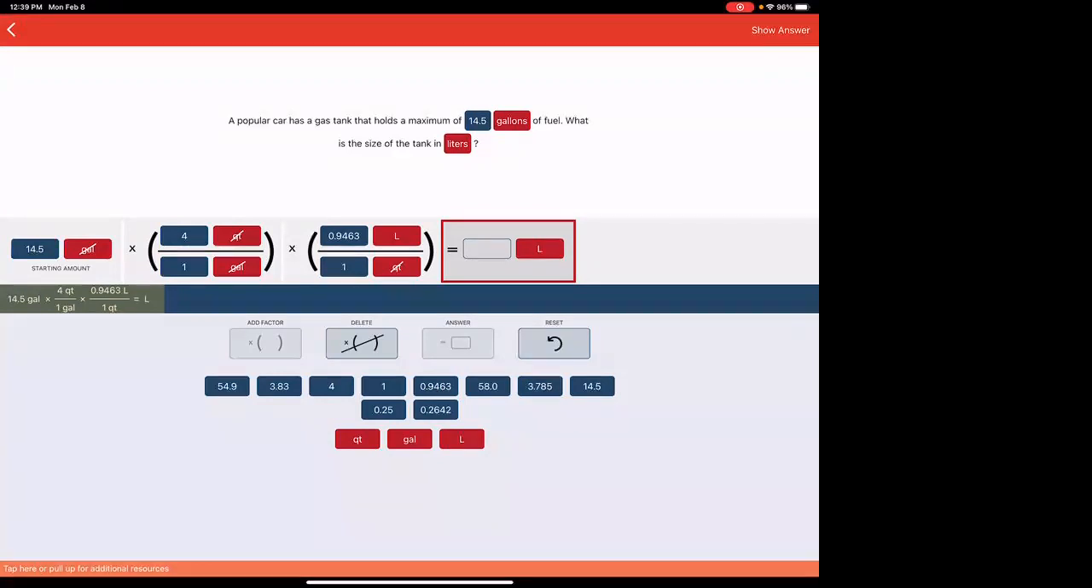The other kind of problem that you run into here is just working through it on a piece of paper, and it just asks for an answer in the unit.